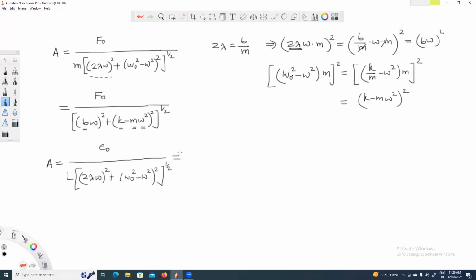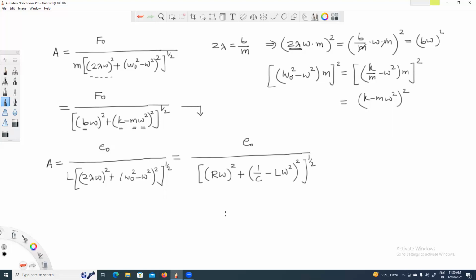And if I write the analogy from this expression, I have E naught divided by the bracket: the first term, where b is the damping, provided by R, the resistance, times omega, the forcing frequency, bracket squared, plus k, which is 1 over C, minus m, which is L, times omega squared, bracket squared, raised to half. This is what I have directly written using our analogy with the electrical circuit.